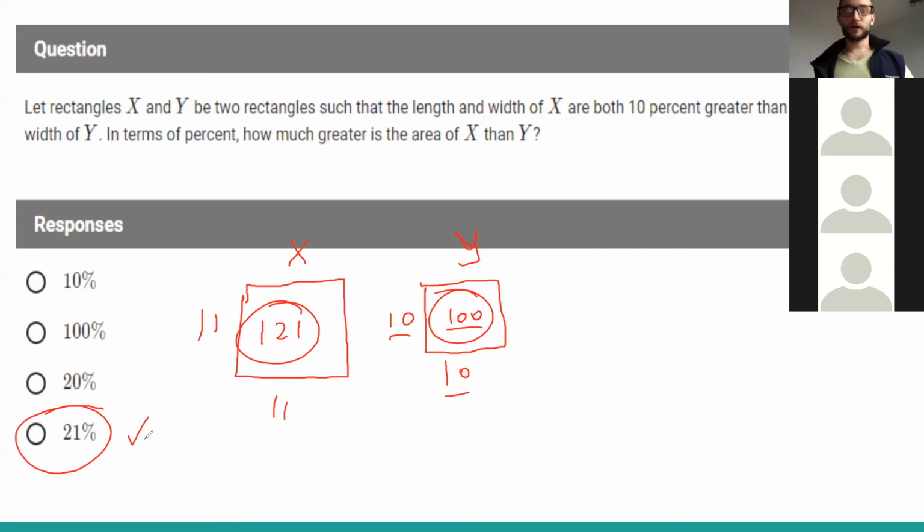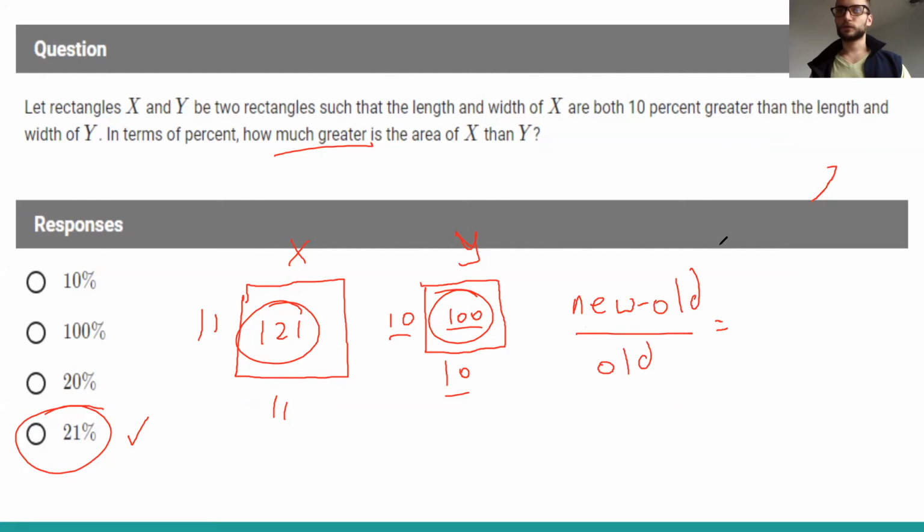Okay, so how do I know how to do that? Whenever you see something percent greater, there's something called new minus old over old. So write this down. This is percent change: new minus old over old. So whenever they say, how much greater is this number compared to that number, this is the formula.